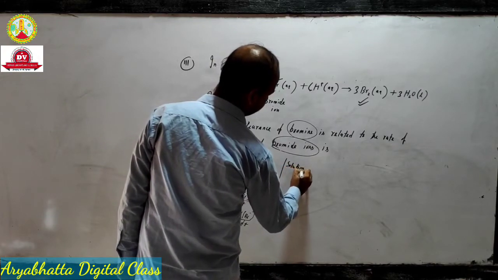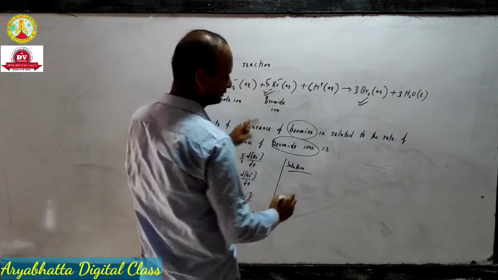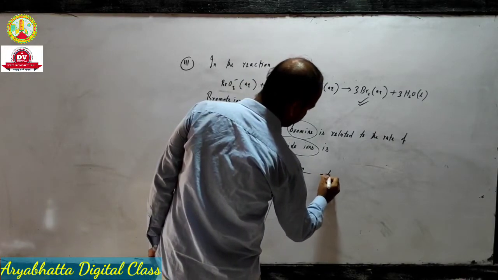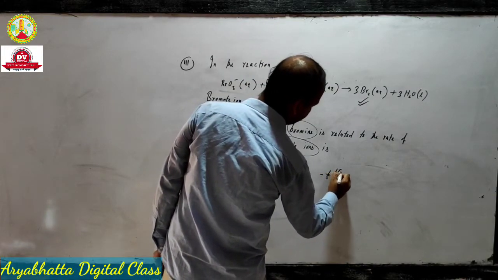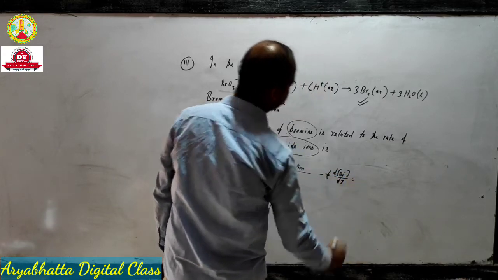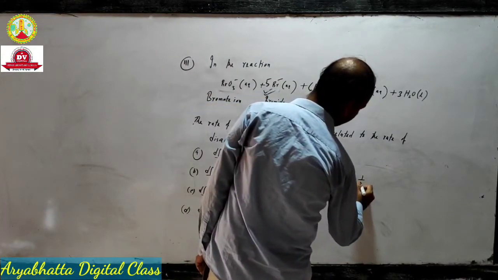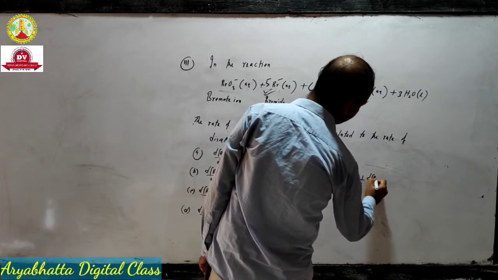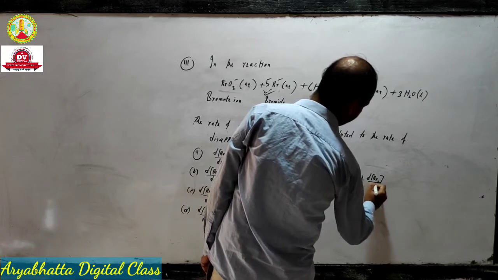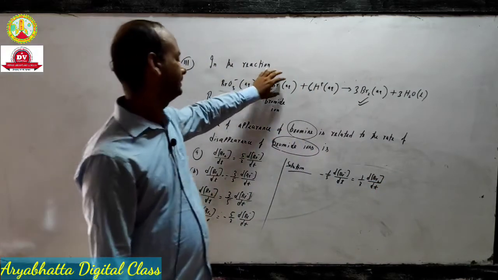Solution, okay. Now this is the reactant, so this will be minus 1 by 5 d[Br minus] by dt for this reaction. This is the product, so this is 1 by 3 d[Br2] by dt. Clear? Now again I repeat, for this part.